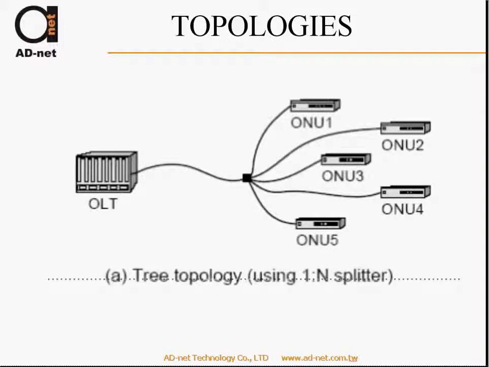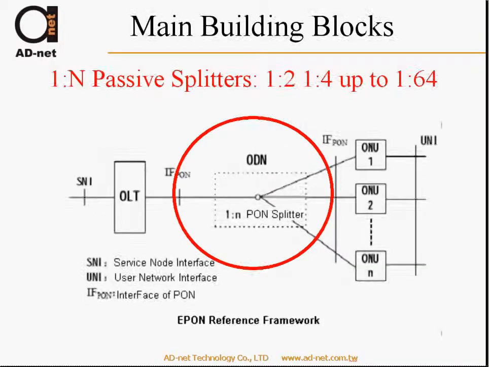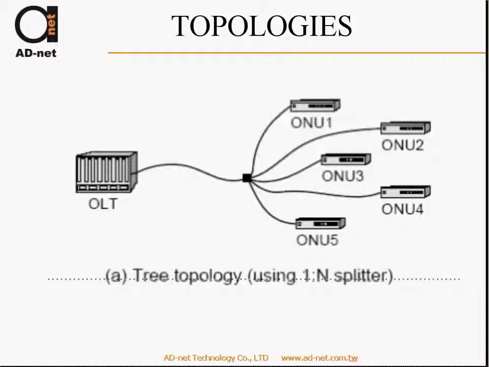What can you build with such a topology? Actually, you are totally free, you are not limited, and only fantasy and the sky is the limit. First, you can make a tree topology. As you can see, it's using a 1 to n splitter. You have one fiber coming from the OLT, from the passive optical network port, up to the ONUs, and here you can see an example of 5 ONUs. But as we discussed before, you can have splitters 1 to 2, 1 to 4, up to 64.